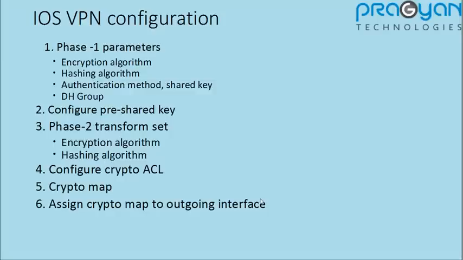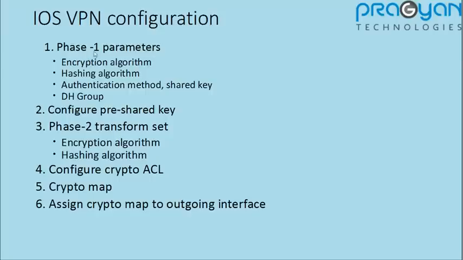So now let's look at how you configure it in a Cisco IOS device. We'll not do the actual configuration. We'll look at the skeleton of the configuration and what it involves. So in phase 1, there are actually 6 things that you need to do if you have to configure an IPSec VPN in an IOS router.